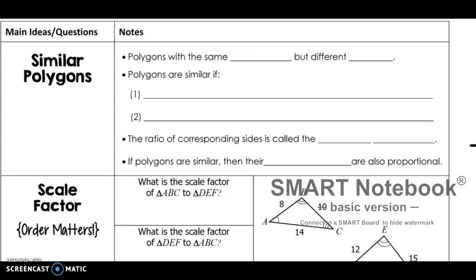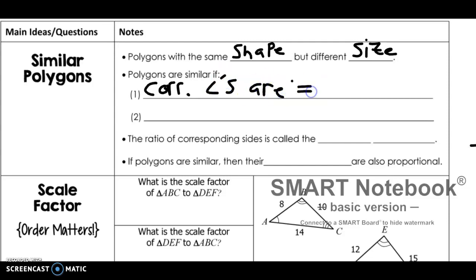Oops, let me get my markers. The same shape, but different size. Okay? So polygons are similar if two things are true. Number one, the corresponding angles are congruent. So in similar polygons, the angles are all going to be the same. I'm just going to abbreviate because this thing's not the best to write on. Corresponding angles are congruent. Okay?